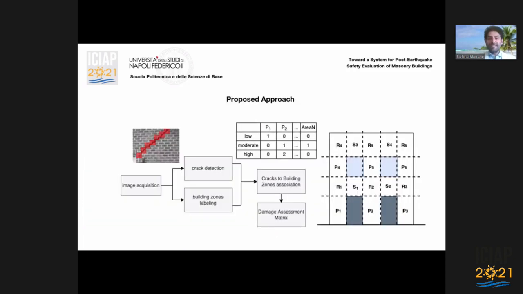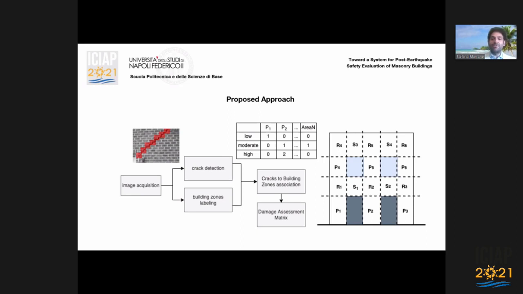What we propose is a system based on image analysis, as I was saying, using a set of pictures of the building to be assessed that provides a synthetic tool to support the compilation and validation of the safety assessment form. The figure shows a diagram of the overall approach we proposed actually.